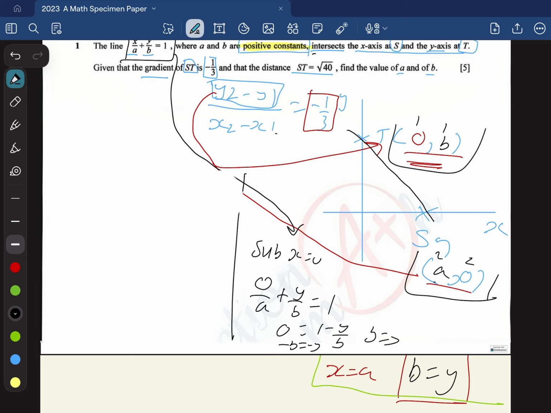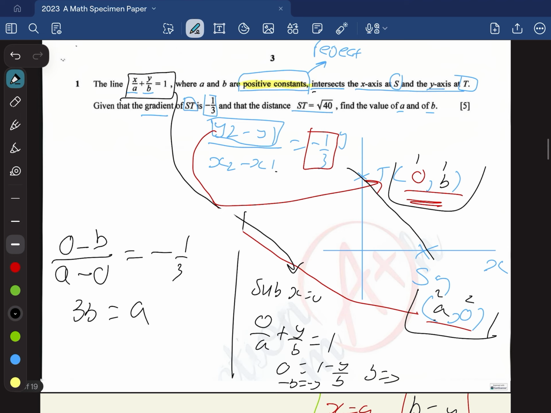Okay, moving on. I'm going to do y2 minus y1. So y2 minus y1 over x2 minus x1 equals negative 1/3. Now it's easy. So it's going to be 3b equals 8. Okay, we just skip this. Okay, 3b equals 8. Now moving on.